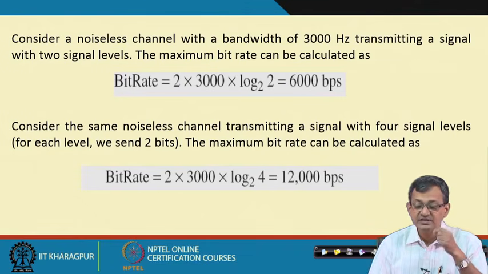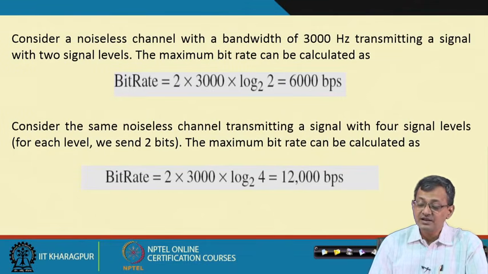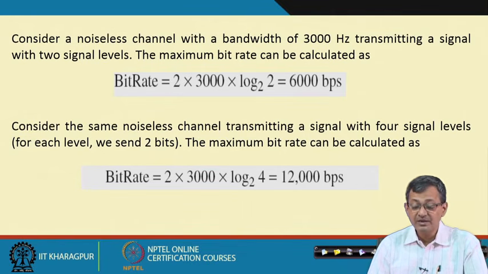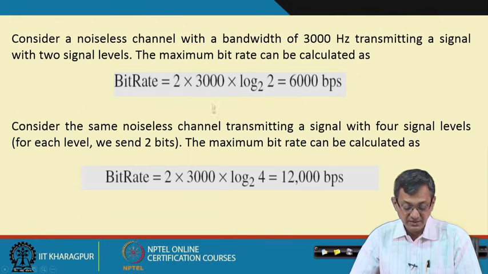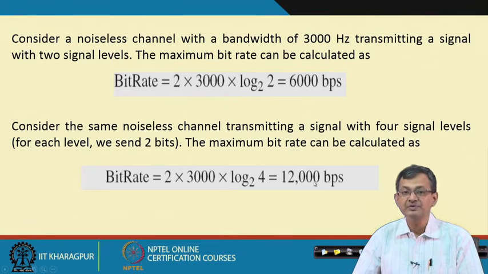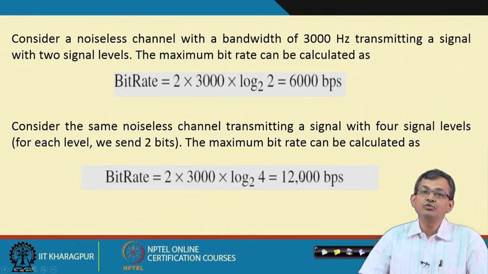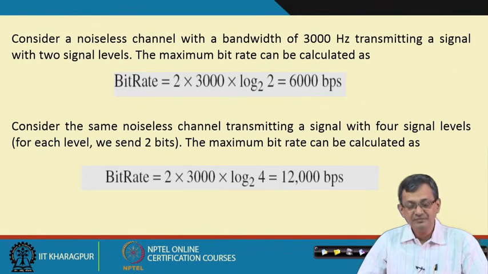Consider a noiseless channel with bandwidth 3000 hertz transmitting a signal with 2 signal levels. The maximum bit rate can be calculated as 2 into 3000 into log base 2 of 2, which equals 6000 bps. Consider the same channel transmitting a signal with 4 signal levels. Instead of 2, it has 4 signal levels. So it becomes 2 into 3000 into log base 2 of 4, which is 12,000 bps. So, by changing the signal level, I can go up in the bit rate.